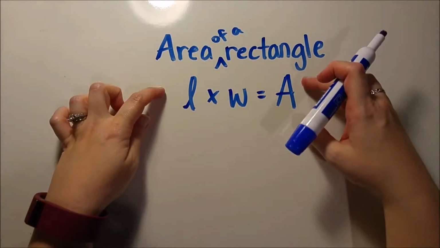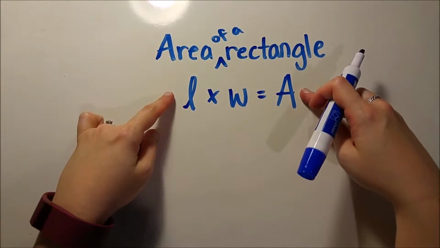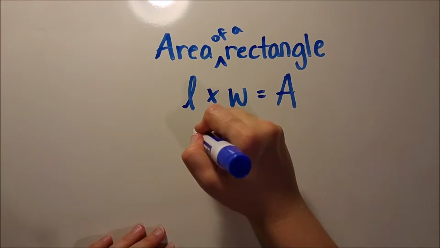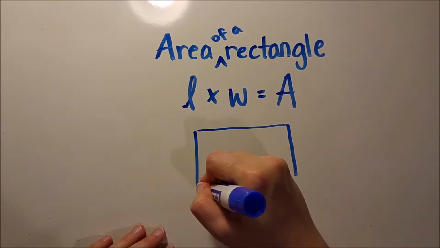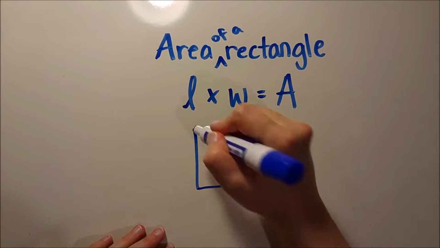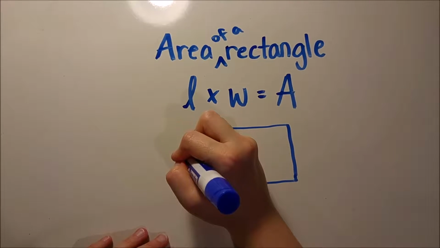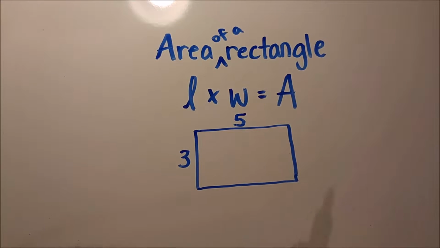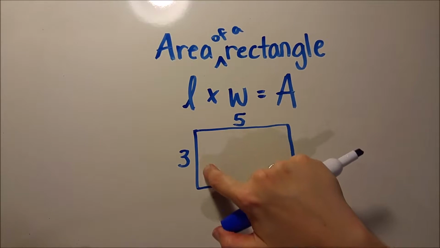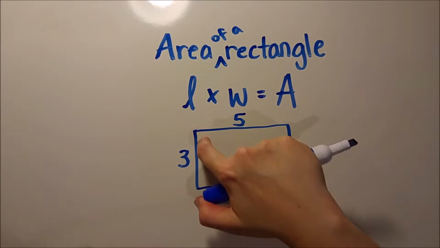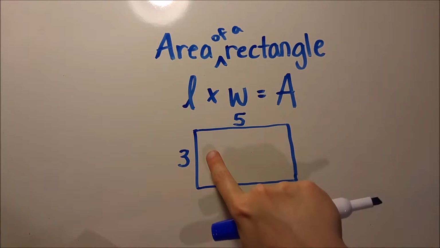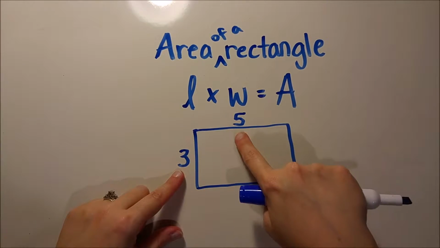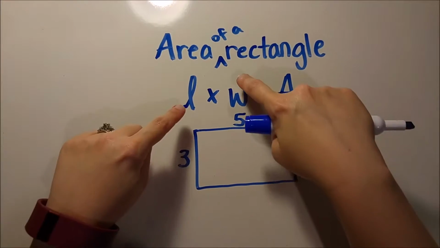This is the formula for finding the area of a rectangle. It's called a formula. All right, so if you have a rectangle here and it is 3 units this way and 5 units this way, I say units because it doesn't matter if it's inches, feet, centimeters, miles, whatever your units are, it still works the same way. So if it's 3 this way and 5 this way, you'll plug those in.